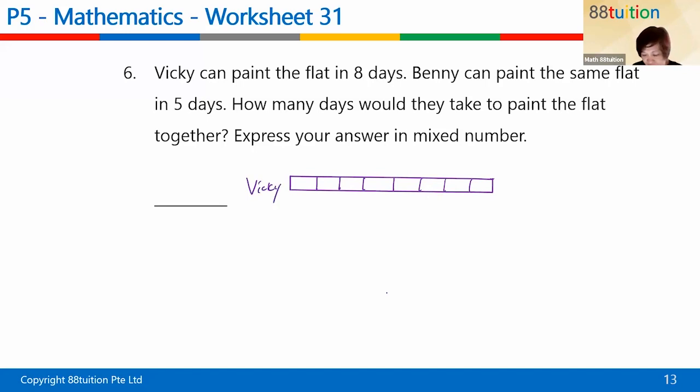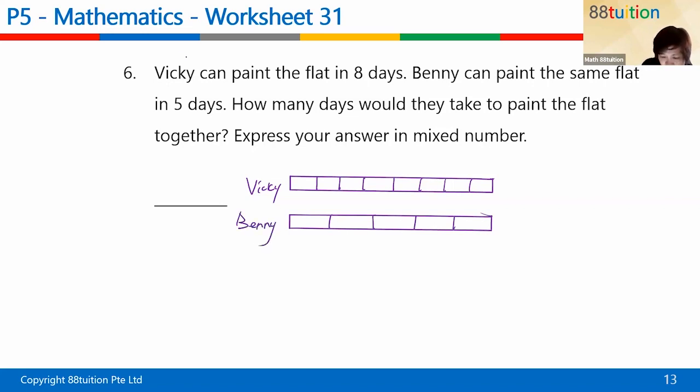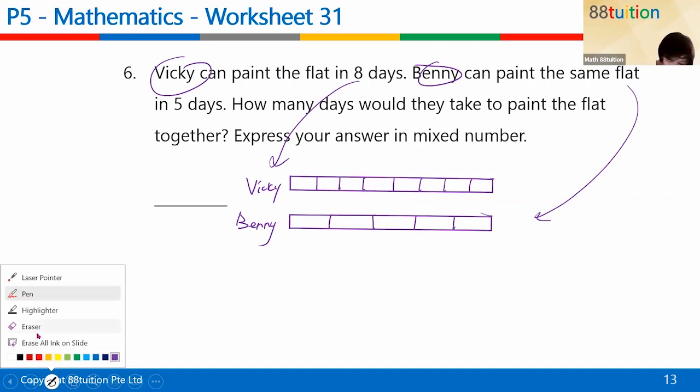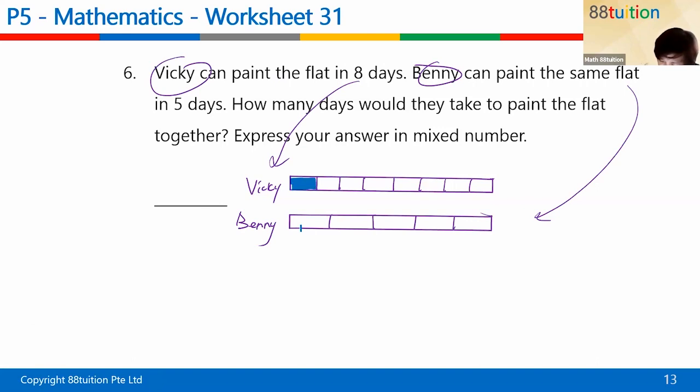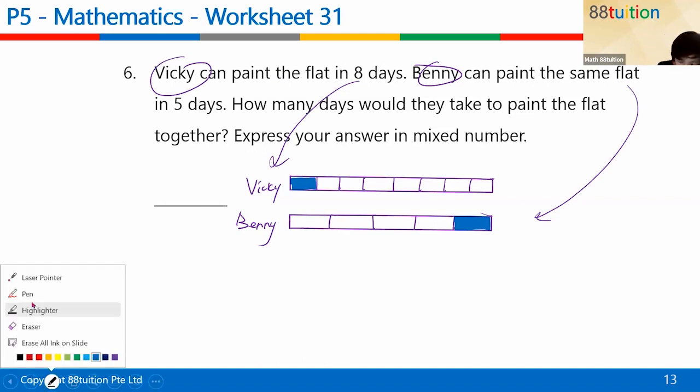Then for the same flat, he's going to paint it in 5 days. 1, 2, 3, 4, 5. This is done by Benny. Different. This one is in 8 days. This one is in 5 days. So what is the fraction here? For example, I'm going to highlight this. If this is 1 day, and this is another person, another 1 day.